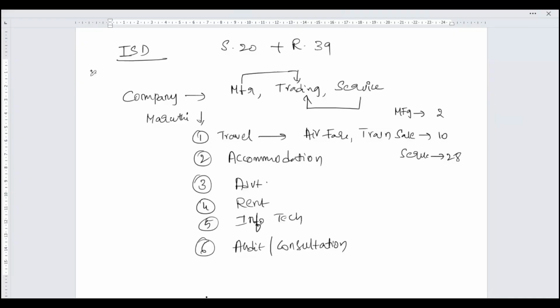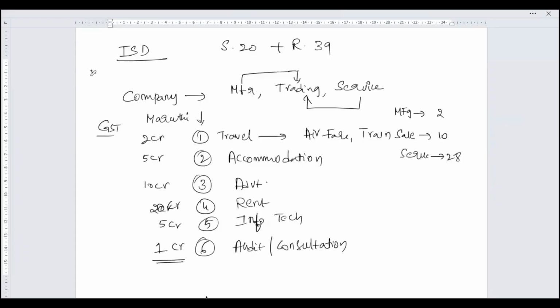Now, for this entire business, let's assume annually, only I'm talking about GST point of view, not the expense point of view. I spend on e-travel, etc., 2 crore. Accommodation, say 5 crore. Advertisement, 10 crore. Rent, maybe another 2 crore, or I'll say 20 crore. Information technology, 5 crores. Audit and consultation, maybe say 1 crore. Now, this is a volume of input tax credit.